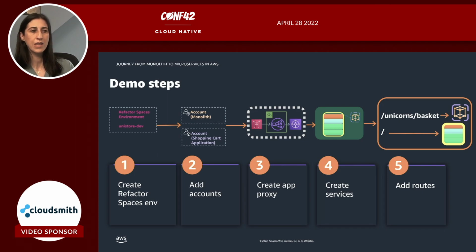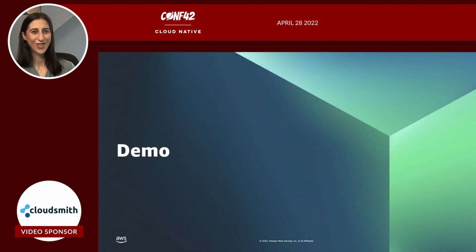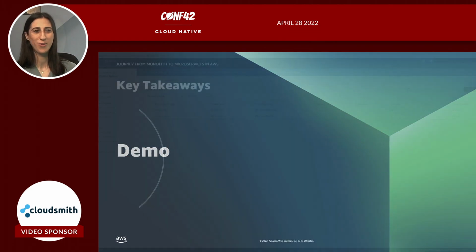So in this case, Unicorn's basket URI path is going to be routed to the shopping cart microservice, the new one, and everything else, the default route for all the other requests, will be routed to the monolithic app. So let's jump into our demo.